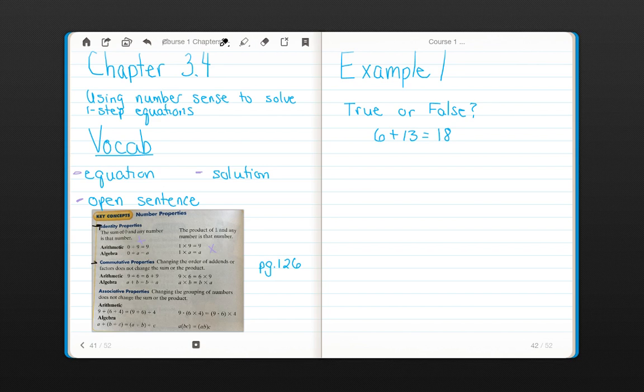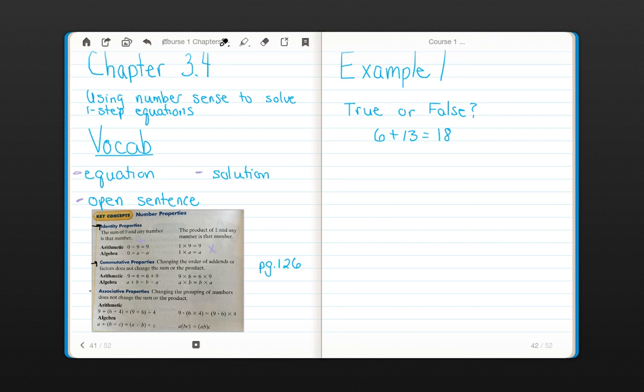The commutative properties say that changing the order of addends, numbers you add together, or factors, numbers you multiply together, does not change the sum or the product. So this is saying that 9 plus 6 is the same as 6 plus 9. You can think of it kind of like a domino. If you turn that domino over, it still has the same number of dots on it. The same goes for multiplying. 9 times 6 and 6 times 9 are both 54. It doesn't change the sum when you add or the product when you multiply.